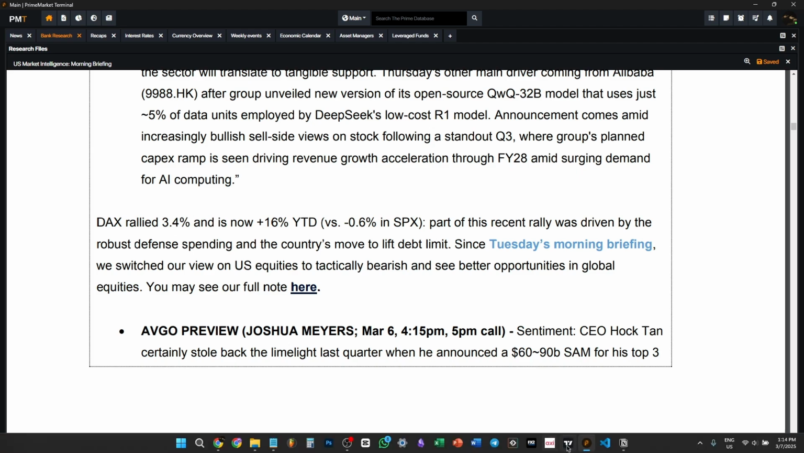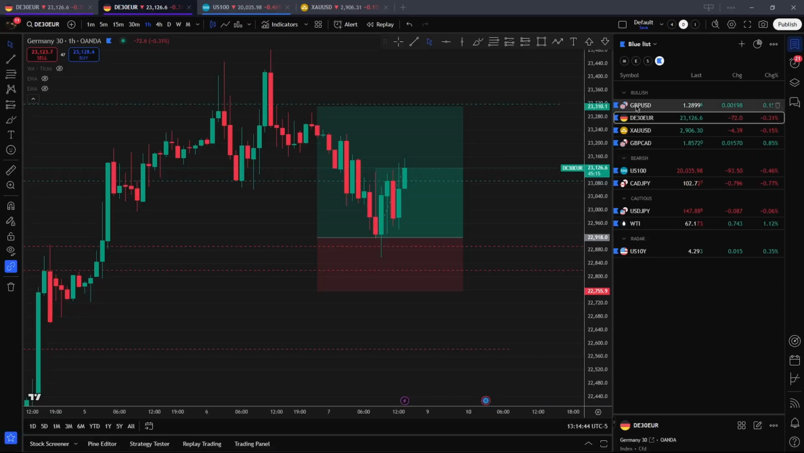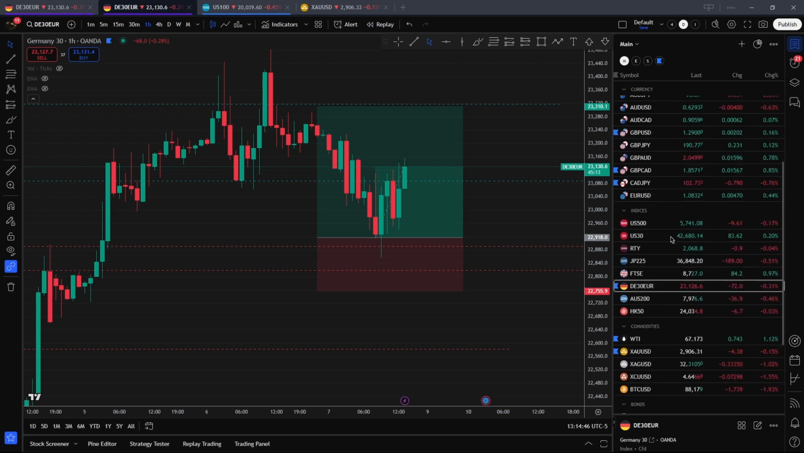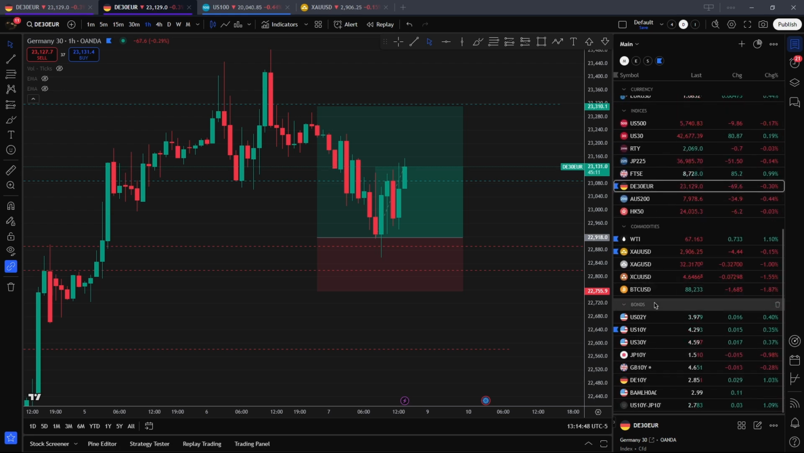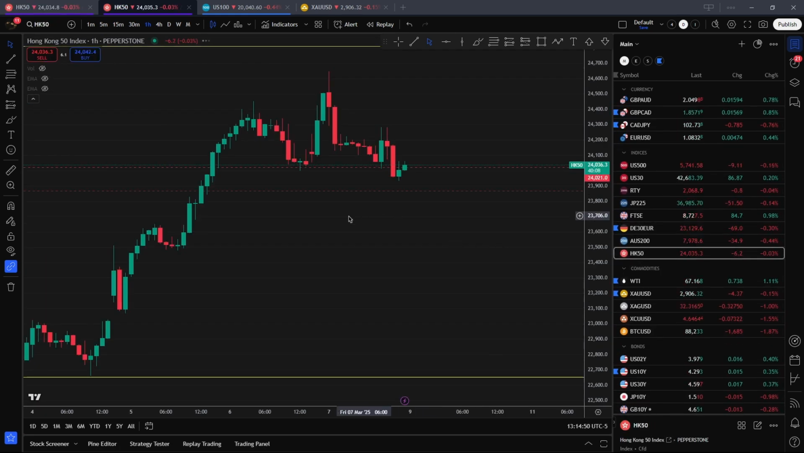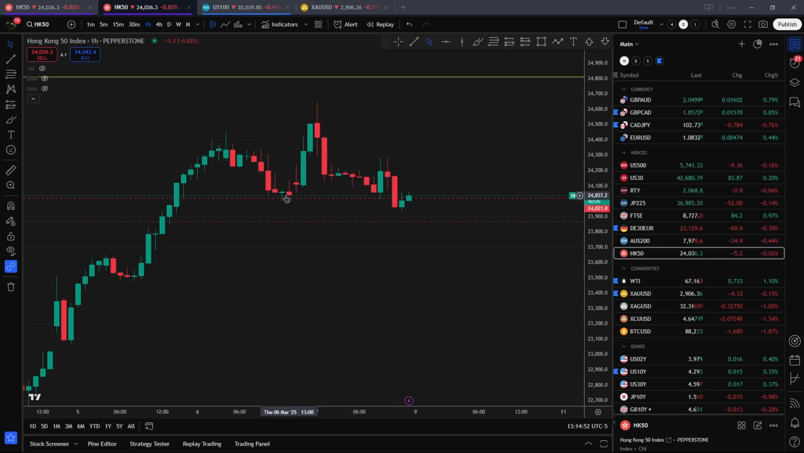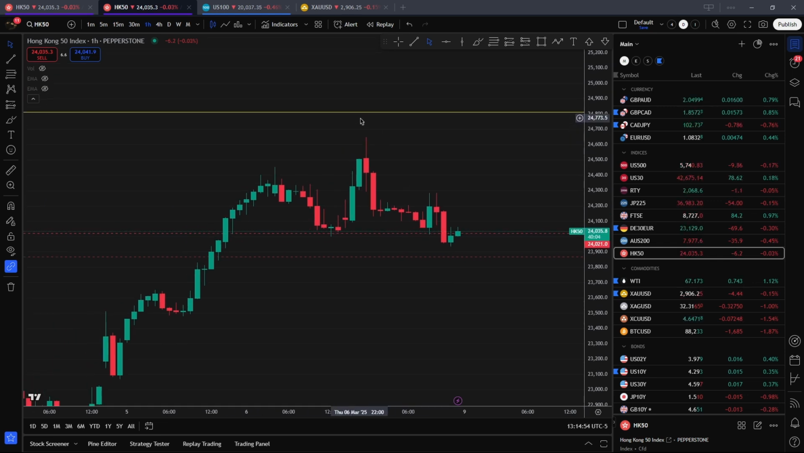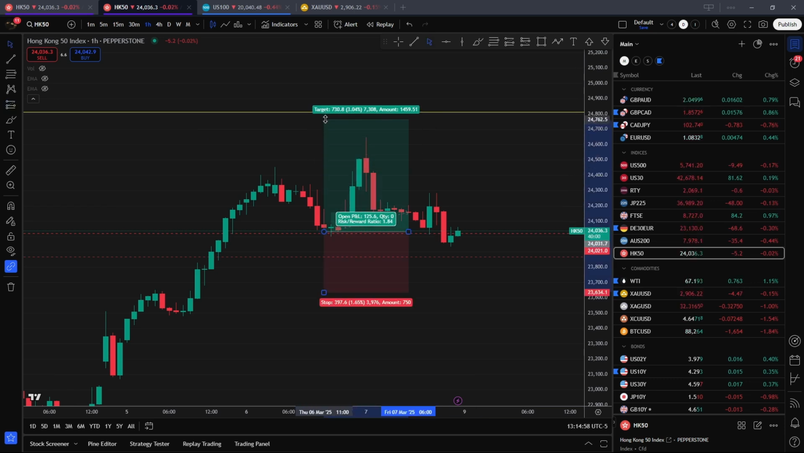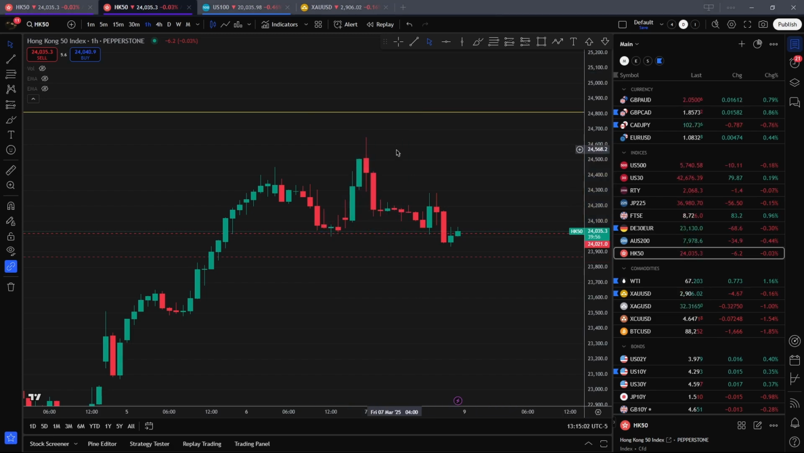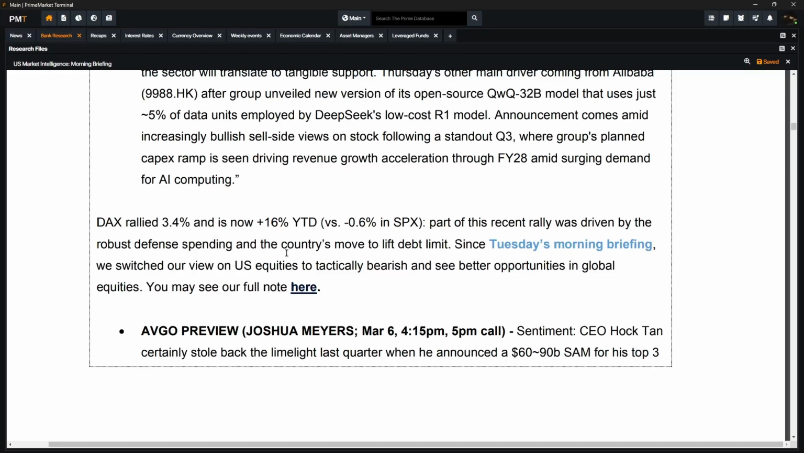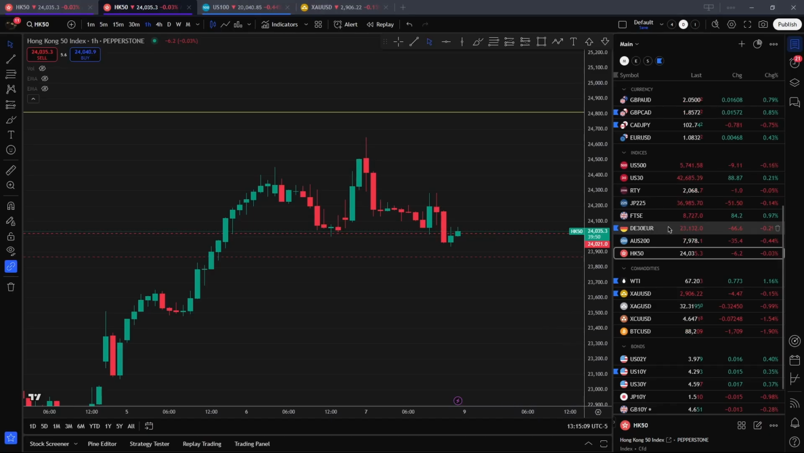Just for a quick intervention here, I actually even took a long on the Hong Kong index, even though it came back and stopped me out at break even. I took a long here yesterday, and I had a take profit here, but the market pulled back and stopped me out at break even. And this again was generated from this. They said that they were now bearish on US equities, and these involve the Nasdaq.